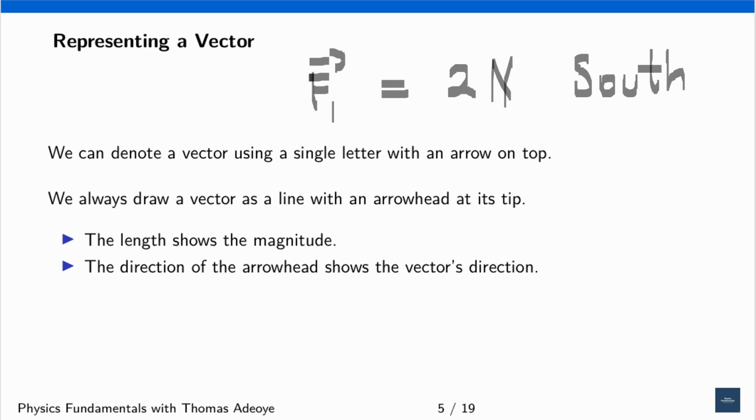Another way to do it, in some textbooks you find it this way. Instead of putting an arrow on top, they put a dash under, beneath the letter. But I prefer representing my vector this way, and for the sake of my class, this is how I'm going to be representing a vector quantity: a single letter with an arrow on top.